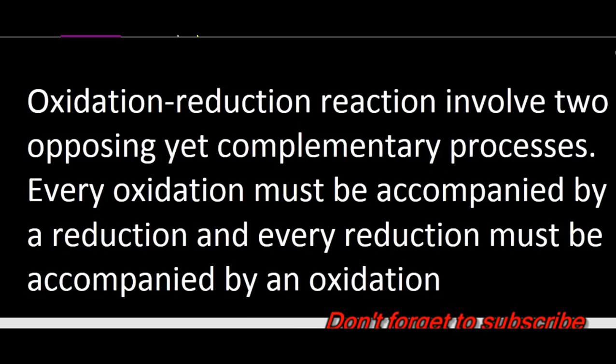Today's lesson. Today I'll be talking to you about oxidation-reduction reactions. And here is a quick write-up on your screen. Oxidation-reduction reactions involve two opposing yet complementary processes.